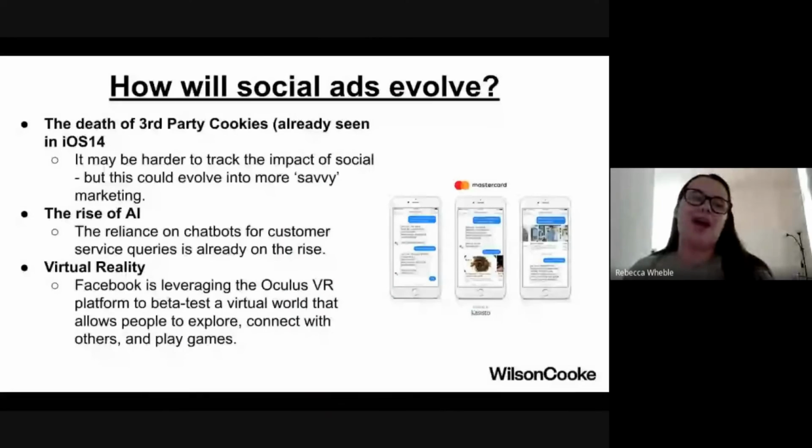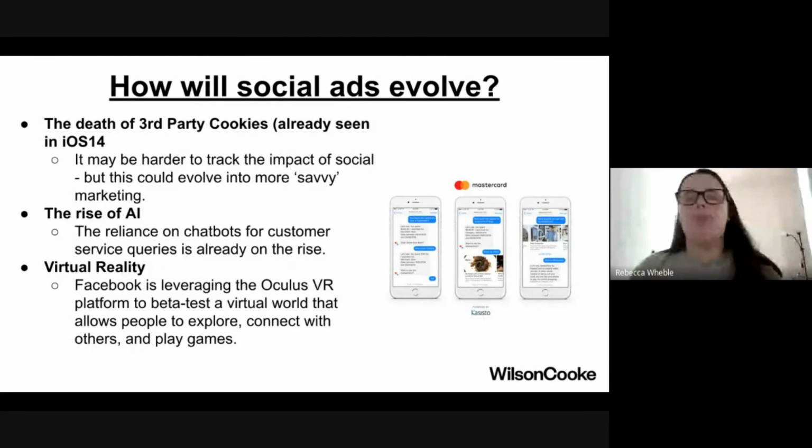A massive one is the rise of AI. So the reliance on chatbots for customer service queries is already on the rise. And as you can see on the shot here from MasterCard, a lot of people message through messaging platforms like Facebook, for example, and you will get a response from an AI. I did this the other week when I inquired about something because my parcel hadn't arrived, and I was talking to a chatbot.